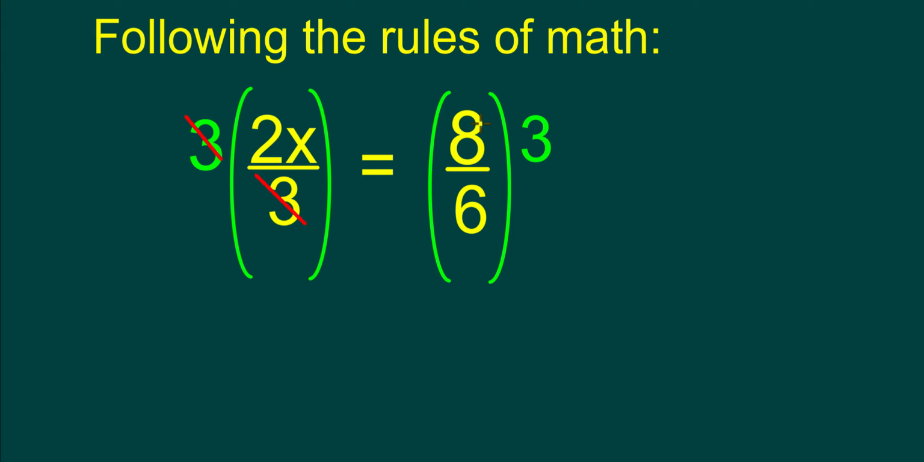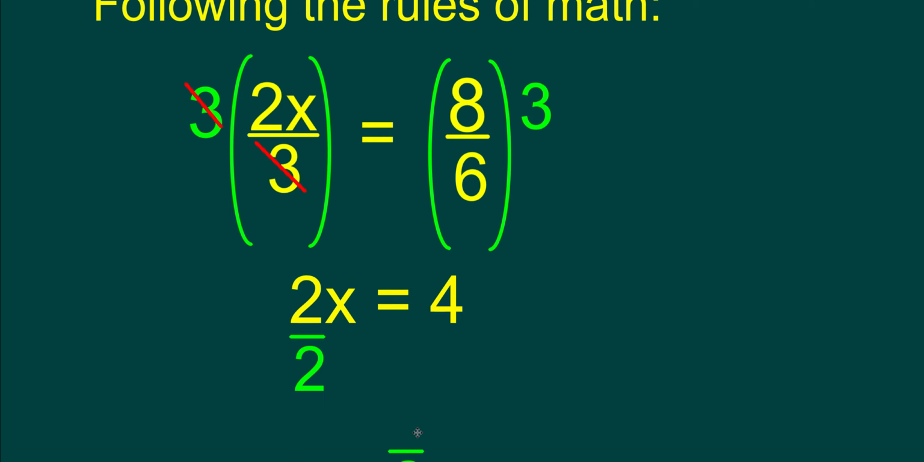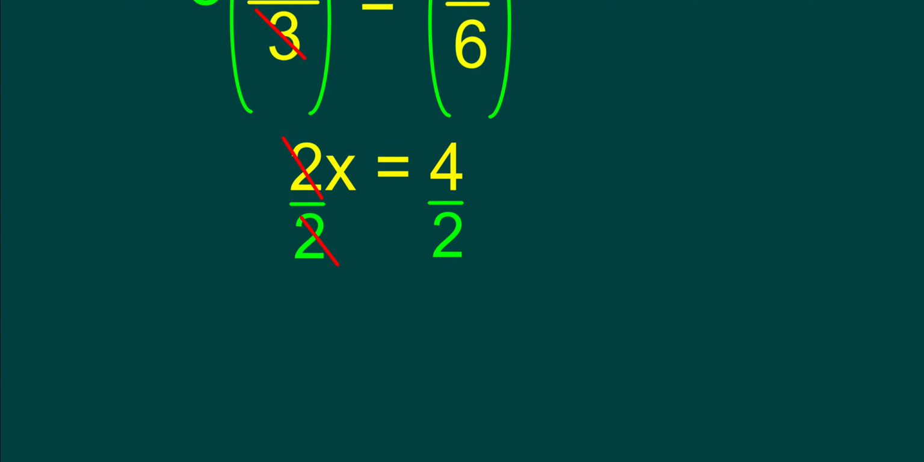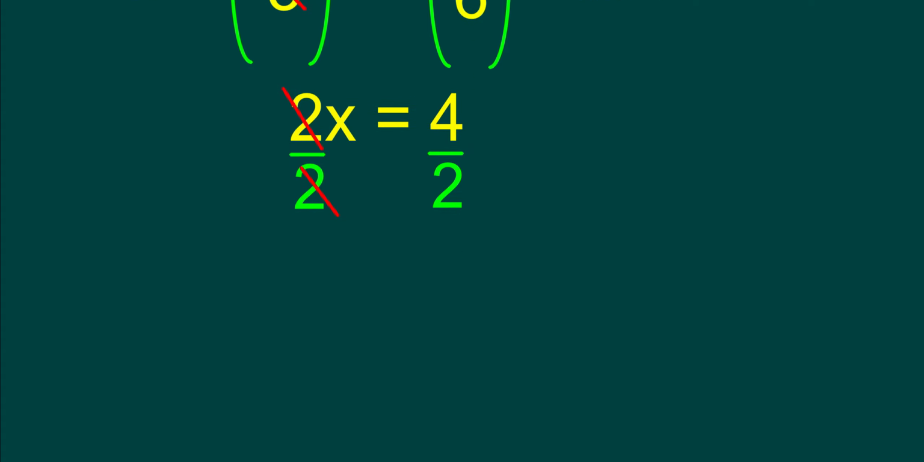On the right-hand side, I have 8 times 3, which is 24. 24 divided by 6 is 4. So now we have 2x equals 4. I want to solve for x, so I'm going to divide both sides by 2, just like we've done in the past. I have a 2 on the top and a 2 on the bottom, so those cancel off and you're left with 1. Finally, 4 divided by 2 is 2, which means our final answer, as on the previous page, is still x equals 2.